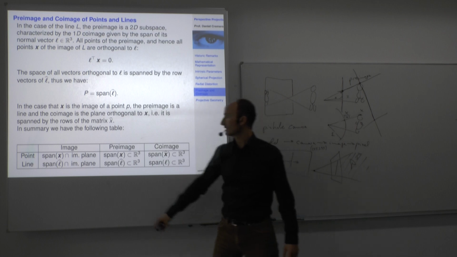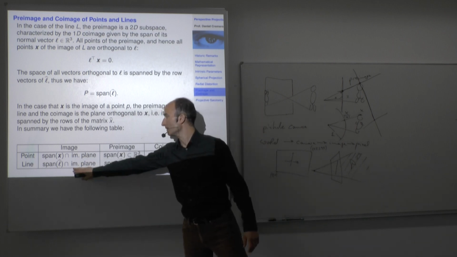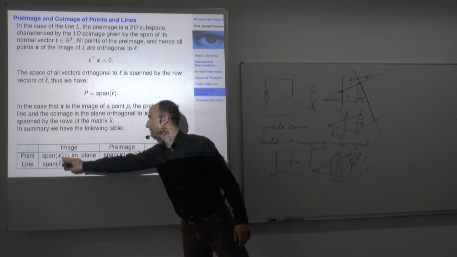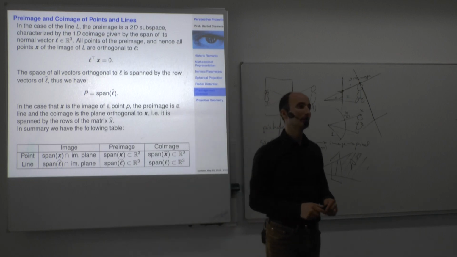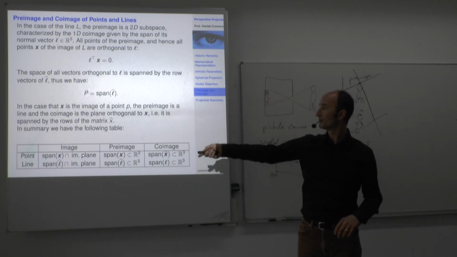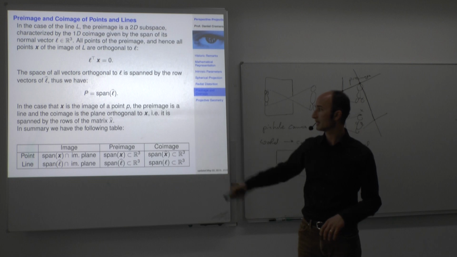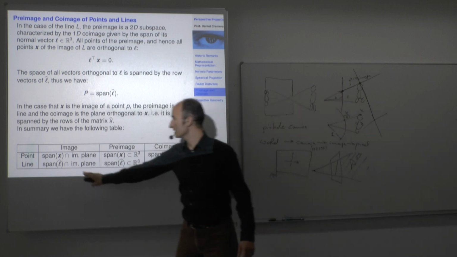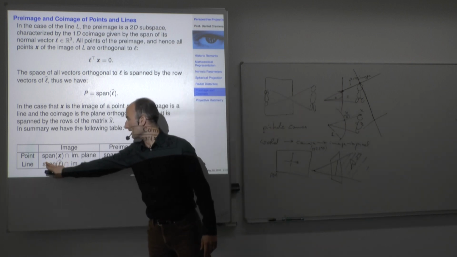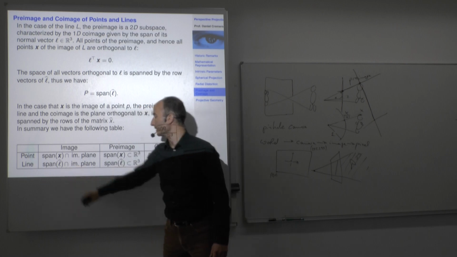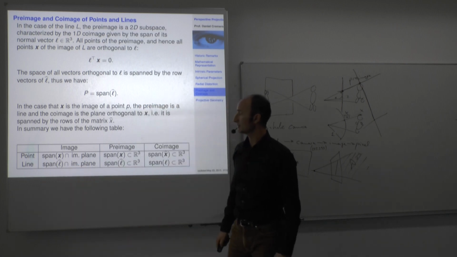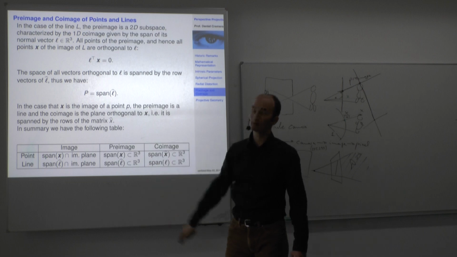And so we saw that you can get the image itself by intersecting the pre-image with the image plane. That is, of course, true both for the point and for the line. If we intersect the pre-image of the line, the plane, with the image plane, we get the line, the image of the line, and similarly for the point.